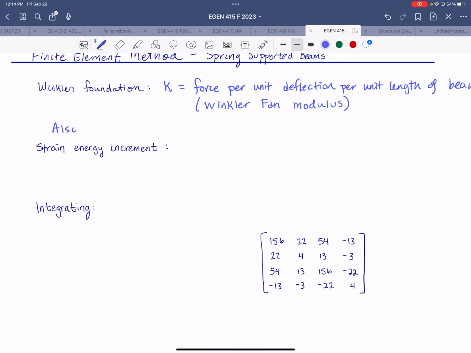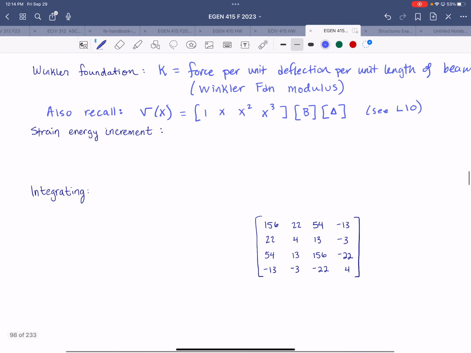And then also recall from our intro to finite element analysis lecture, where we set all this stuff up through virtual work, we defined a generalized displacement expression in matrix form, where v of x was equal to the row vector 1, x, x squared, x cubed, times the coefficient matrix B times the generalized displacements. And that's in lecture 10, if you want to revisit.